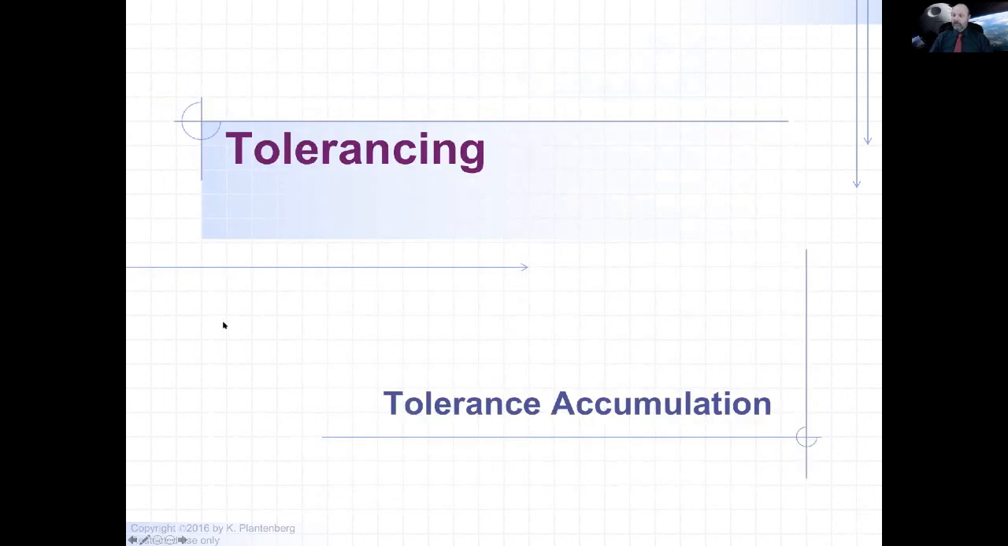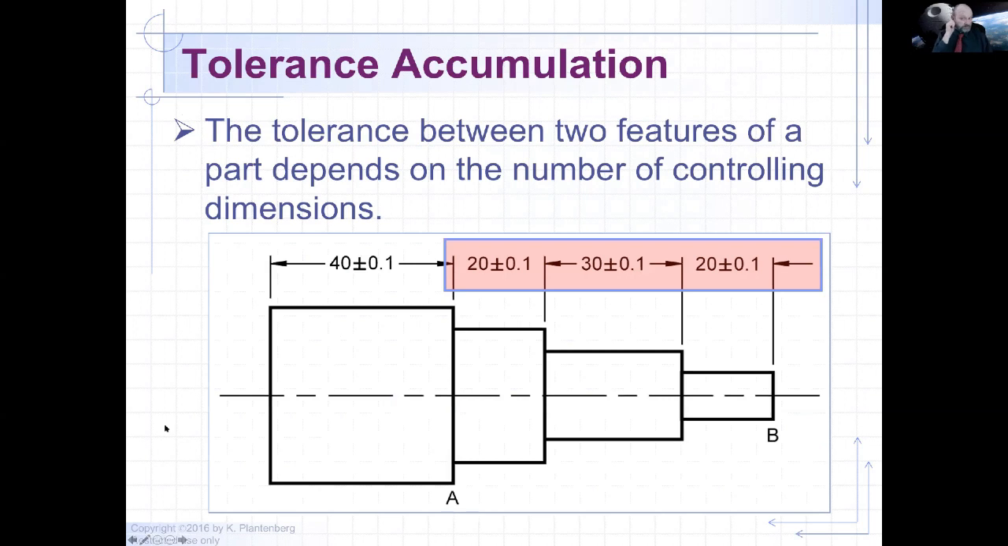All right, so you can get what's called tolerance accumulation. I think we talked about that in dimensioning. We talked about how you dimension something to fabricate a part, and how the tolerancing accumulates depending on how you dimension it. So this should be a review. The tolerance between two features of a part depends on the number of controlling dimensions. So we have a number of controlling dimensions here.